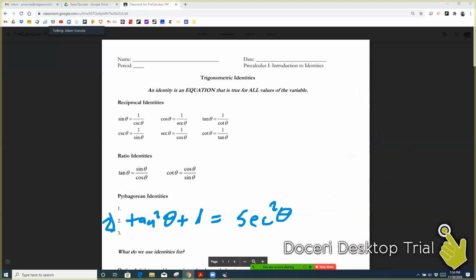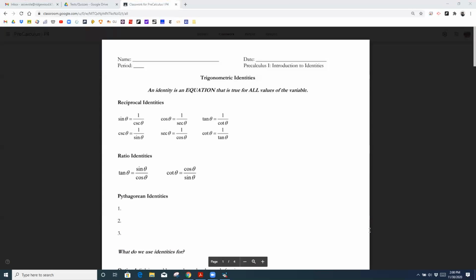And then the third one is 1 plus cotangent squared equals cosecant squared. And I promise I'll explain why they work and how we use them. But for now, you can just write those down. Yep, that makes sense. Okay, cool. So that's just base notes that we're going to use going forward.